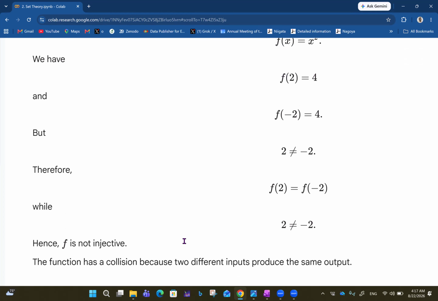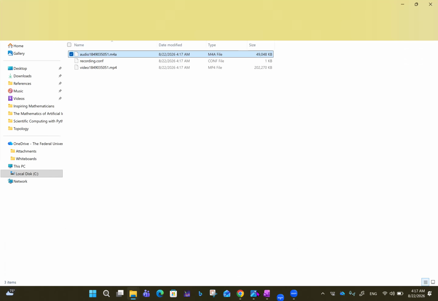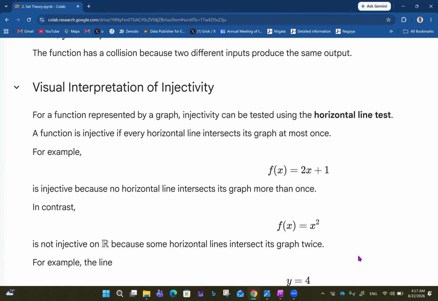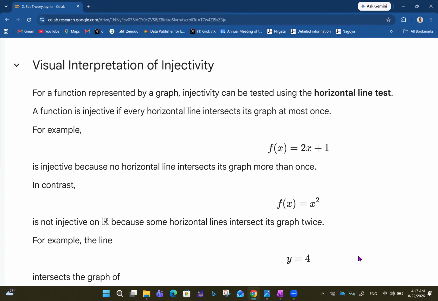If this happens, then f is not injective. So the function has a collision. So we say that the function has a collision because two different inputs produce the same output. So that's a collision right there. So two inputs producing the same output is a collision.